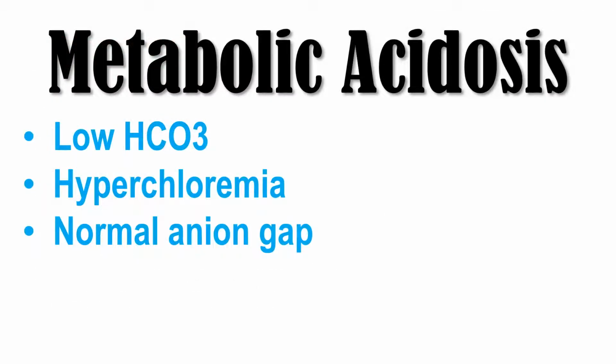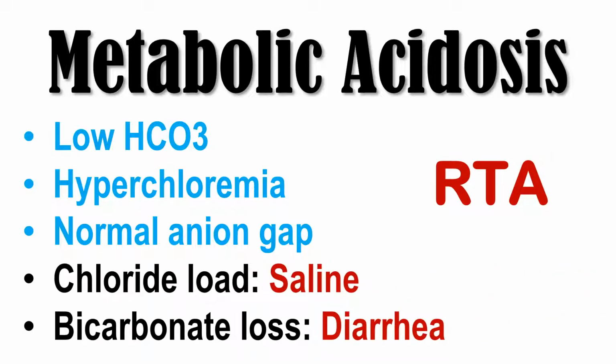When we see metabolic acidosis with low bicarbonate and hyperchloremia with normal anion gap, mostly you go for renal tubular acidosis, but actually in practice it's not very common in pediatrics. The most common causes of this metabolic pattern are a high chloride load or increased saline in IV fluids, or bicarbonate loss with persistent diarrhea.